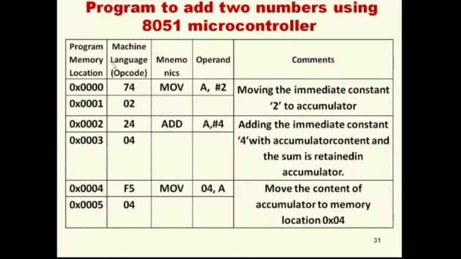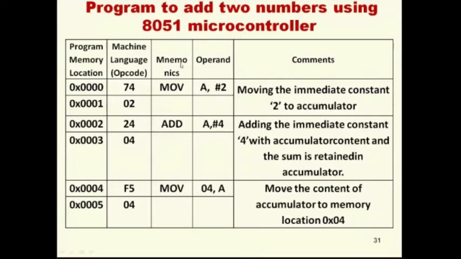What does the 74 say? 74 denotes MOV A, #2. What is MOV A, #2? Move the immediate data to the accumulator. Whenever you see the symbol hash, that indicates immediate. This we call immediate addressing. So there is something like an addressing mode. Now we are using this immediate addressing mode to bring the data to the accumulator. This is very important. MOV A, #2 is for us human beings to understand.